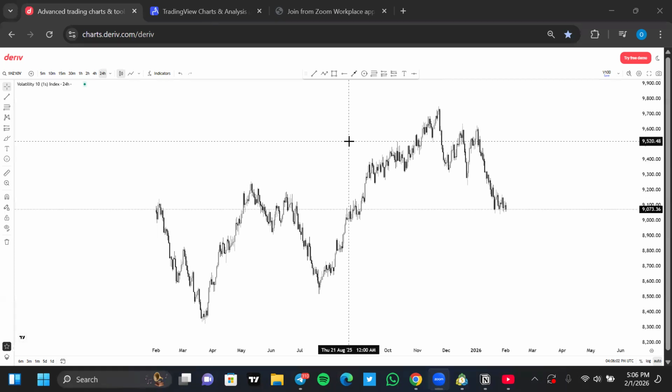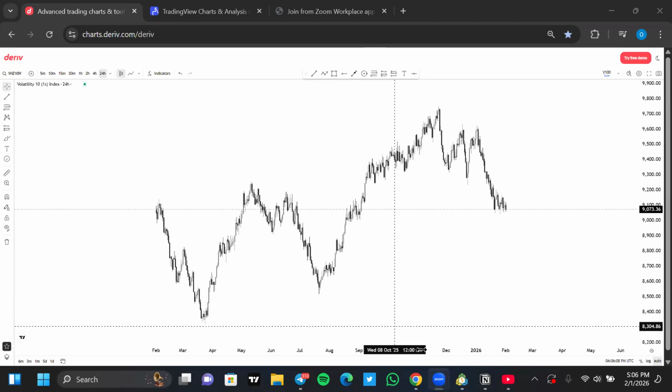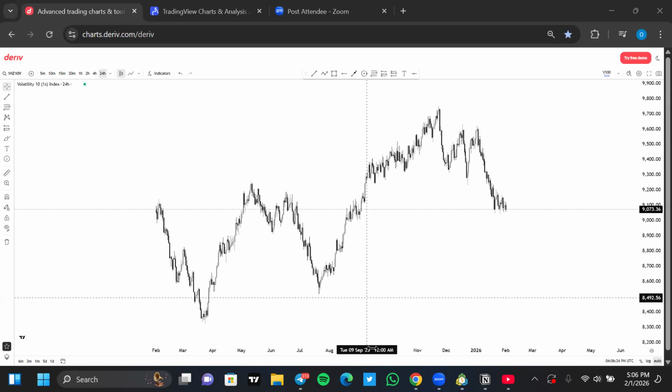So let's start with V10. Please let me know in the comment section, what do you think V10 is doing? What is the trend of V10? Let's talk together, let's learn together. Is it bullish? Is it bearish? What can you guys see? Let me know before we proceed. Okay, I can see someone said it is bearish.